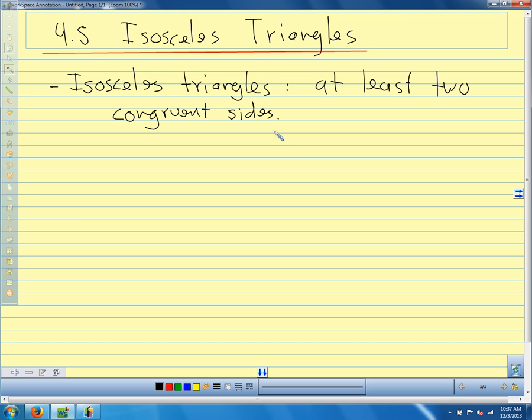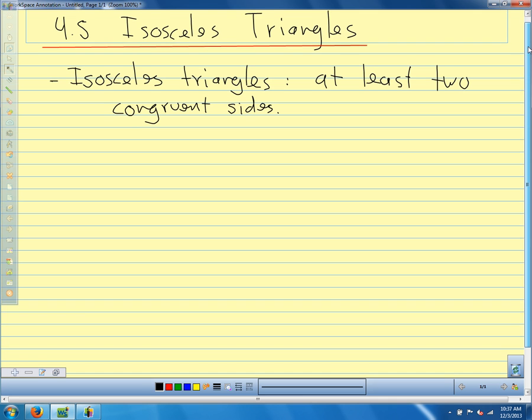So why would I say at least? Anybody know why I would say at least, not just say two? Can we have a triangle with all three sides the same? Yeah. And we still call that an isosceles triangle, because if three sides are the same, then we're guaranteed that two of them are the same. So that's why we say at least. At least two congruent sides.